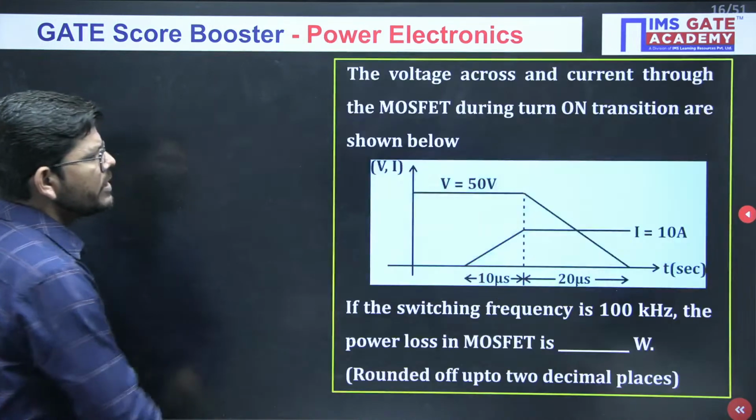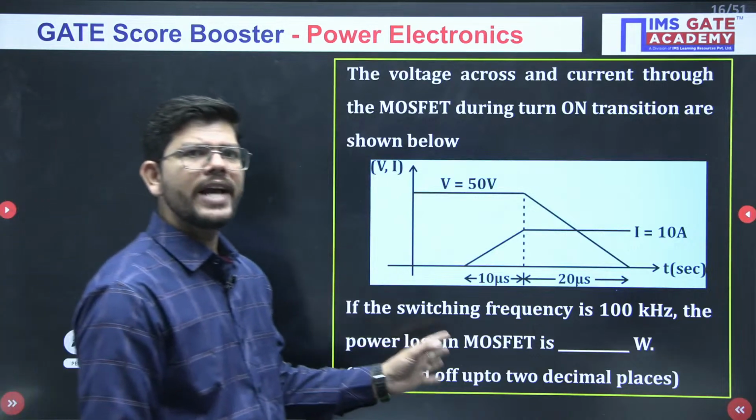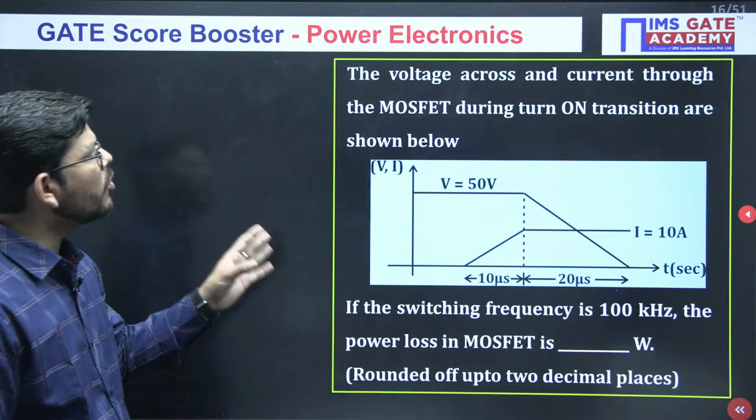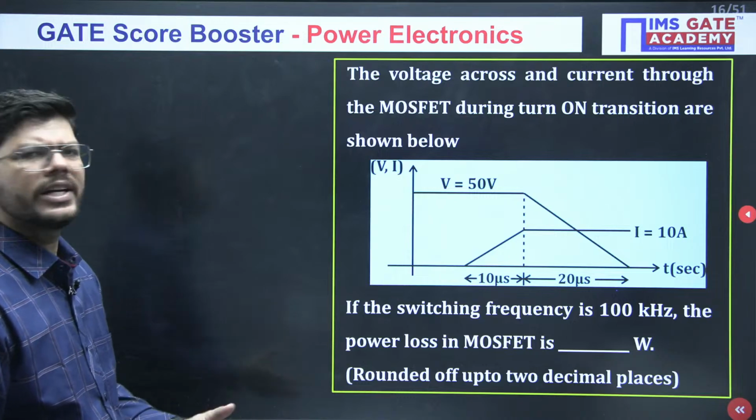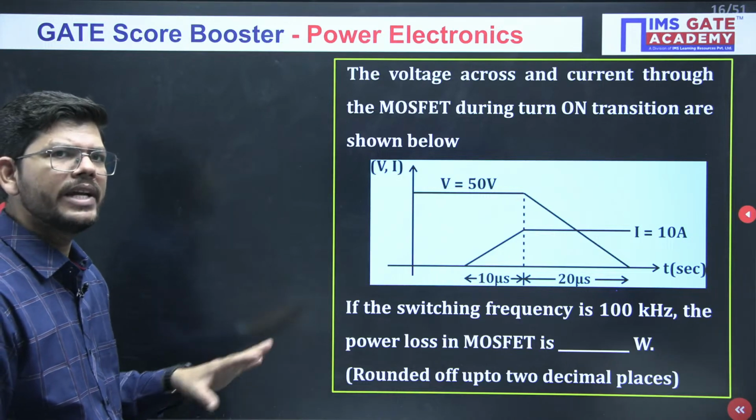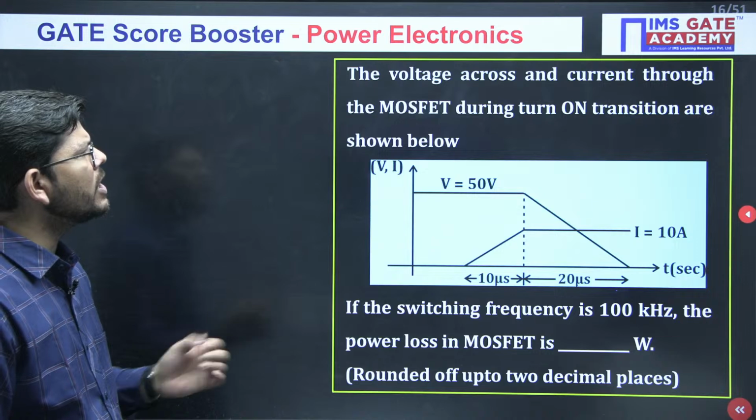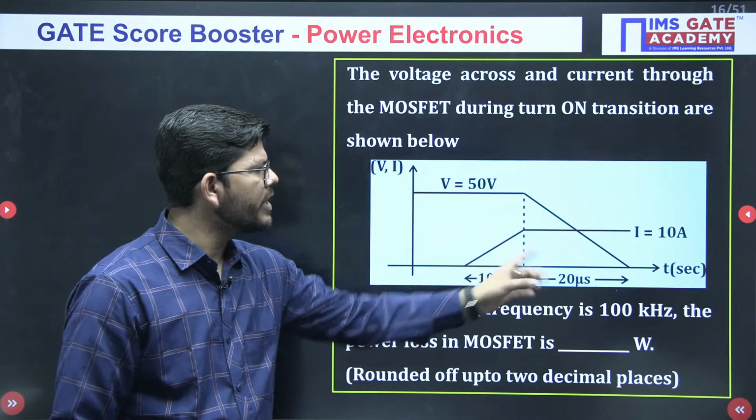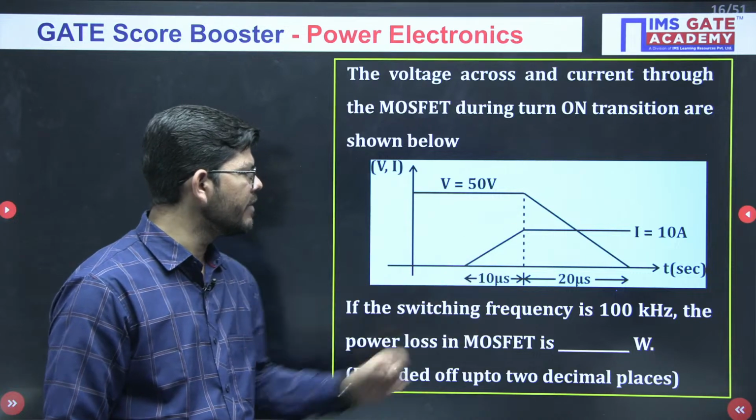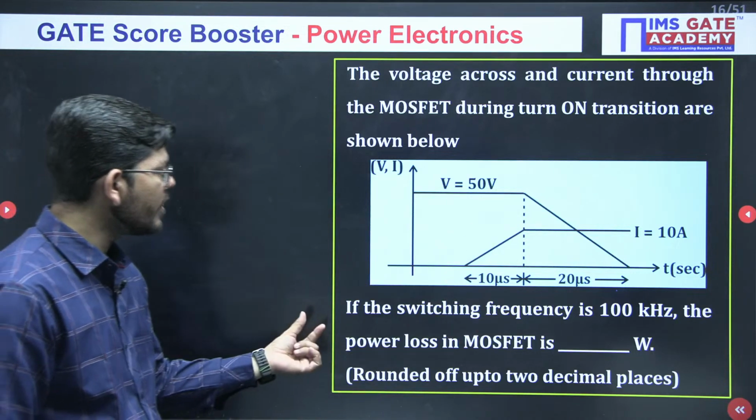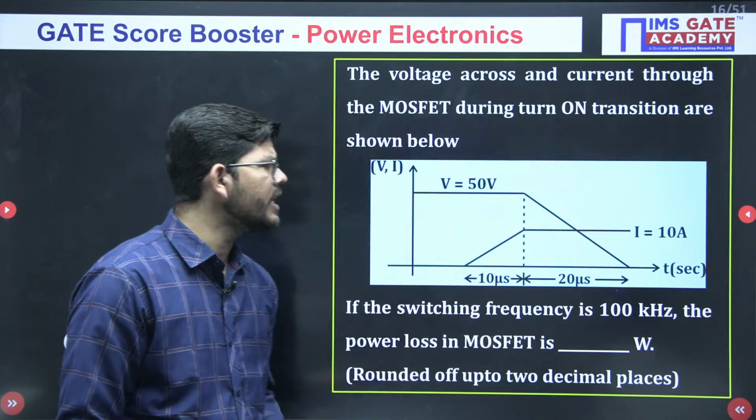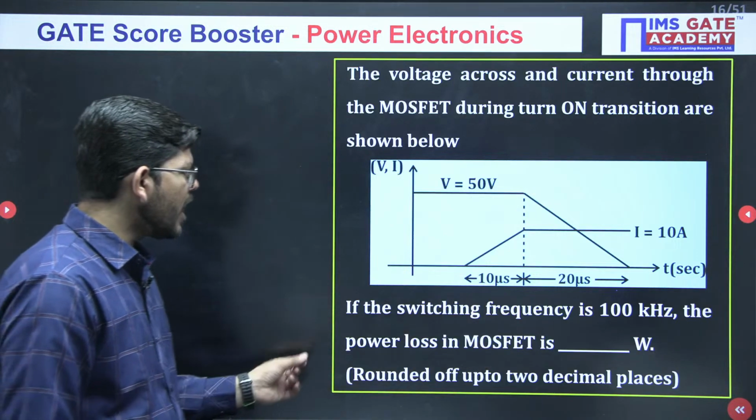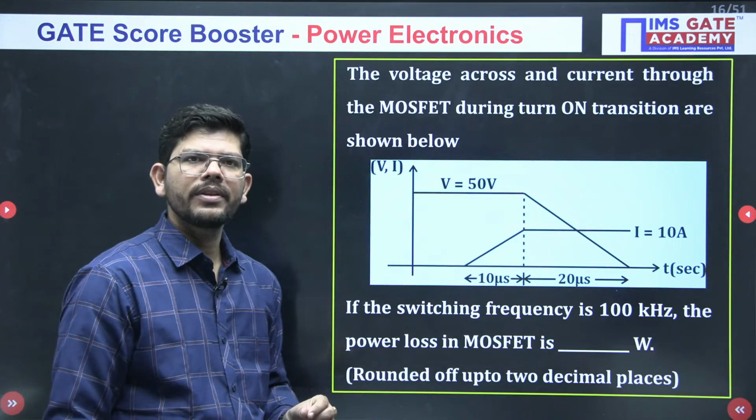For example, just see this question. What do we have in this question? The voltage across and current through the MOSFET. It can be a MOSFET, BJT, IGBT, any switch. During on transition they are shown below. Just see how the voltage is varying and how the current is varying during the on transition. If the switching frequency is 100 kilohertz, the power loss in the MOSFET will be.